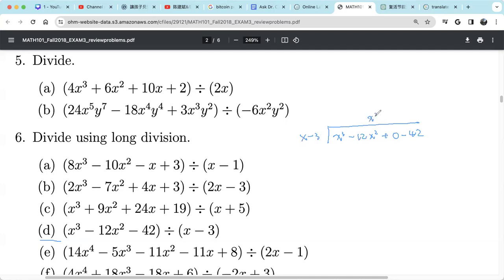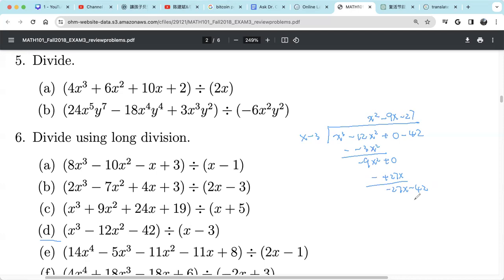So we put the x squared here, then negative 3x squared. Subtract, then plus. So get negative 9x squared. Then no x term, that's a 0. We need a negative 9x here. So negative 9x times negative 3 become positive 27x. We subtract, get negative 27x minus 42. So we need to put a negative 27 here.